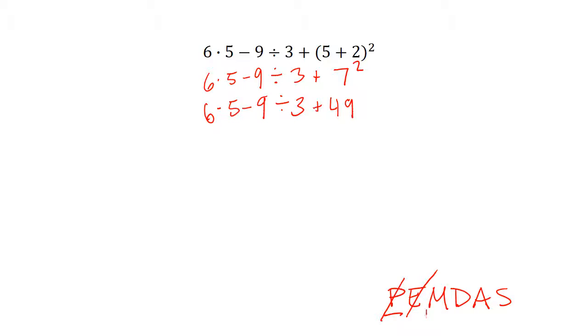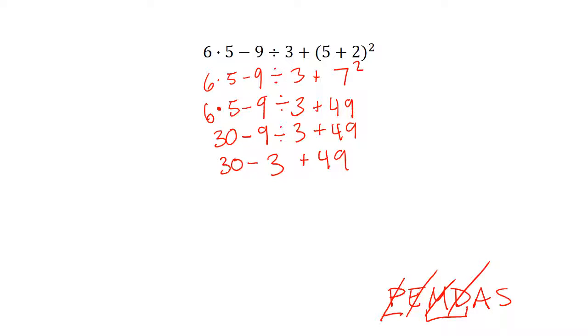Next, multiply and divide. So remember those, we could just go in order from left to right if both of those show up in a problem. So we'll just start at the beginning. 6 times 5 is 30. And then we have a subtraction thing, so we're just going to rewrite that. We'll just do this one step at a time. We still have a division to do here, so now we have 30 minus whatever 9 divided by 3 is, which is just 3, and then an addition plus 49. Okay, and then we can cross those off.